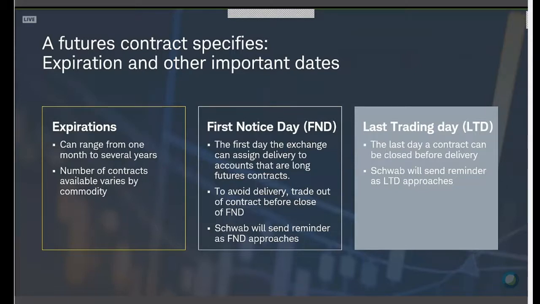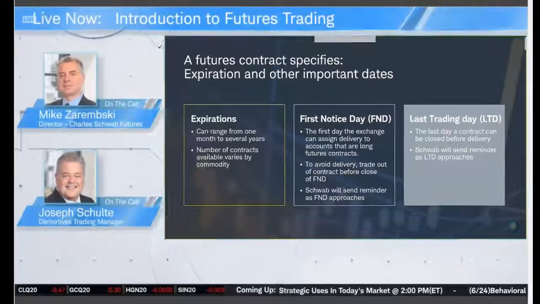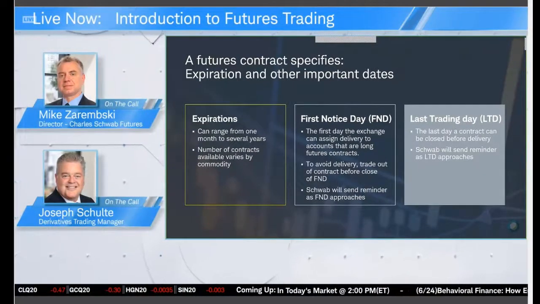And the other date that's really known is the last trading date, and that's pretty self-explanatory. It's the last day that a contract can be traded before either delivery takes place or cash settlement will occur. And once again, there are notifications out there to let you know when those dates are occurring. Now, Joe, maybe you could talk a little bit about how expirations work for futures contracts. Like, how are the dates determined and what months are available?